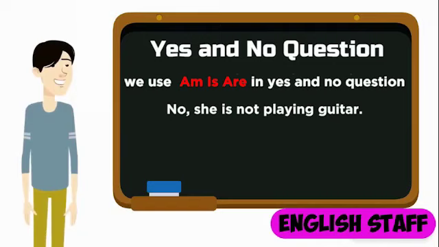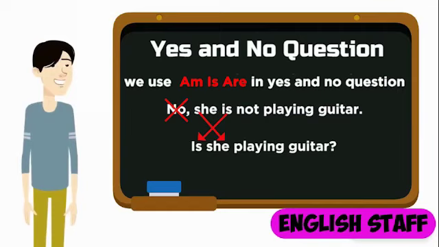First, we cancel the no. Then we make a scissor. So, we will write first is, then she, then the verb with ing, then the rest of the question. So, it will be, is she playing guitar? This is the question. And the answer, no, she is not playing guitar.